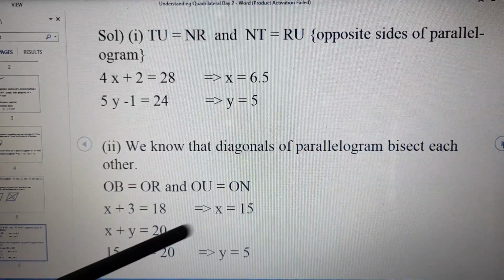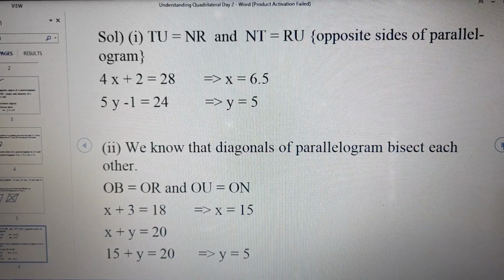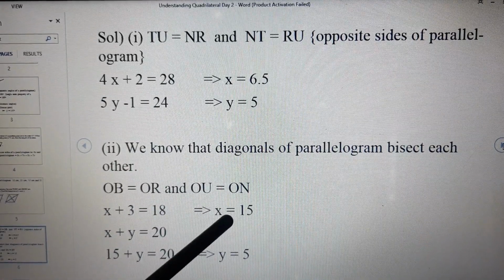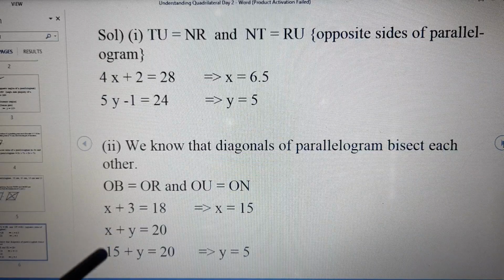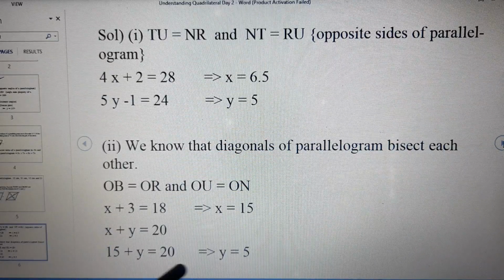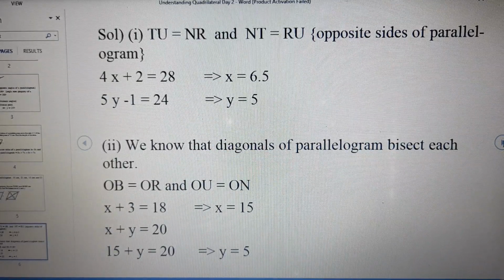OU is equal to ON, x plus y is equal to 20. We have already calculated value of x. We will substitute over here. X is 15 plus y is equal to 20. So it becomes y is equal to 5.